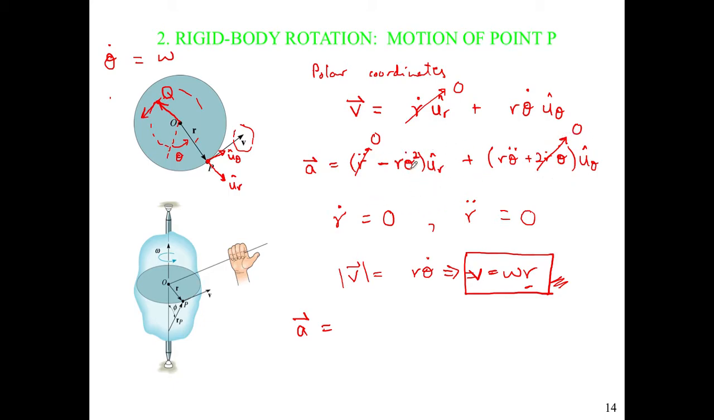So let's see. In the r direction I have minus r theta dot squared, and in the u theta direction I have r theta double dot, just remaining. Simplifying this, noting that theta dot is omega, I hope someone can tell me what theta double dot is. Alpha. Yeah, exactly, alpha, for the entire body. So the acceleration turns out to be minus r omega squared in the ur direction plus alpha r u theta.